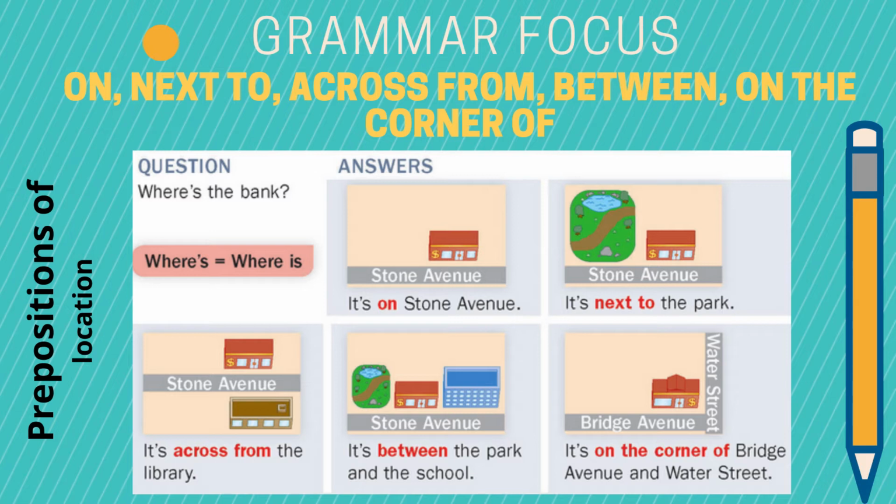Did you see the other contraction in this grammar focus? It's the contraction it's. It's is the contraction for it is. Let's go ahead and practice these prepositions of locations. In a minute, you're going to see a map of the places around town we've learned today. You're going to use that information to describe where things are. Let's go ahead and look at the picture and we'll understand a little bit better.